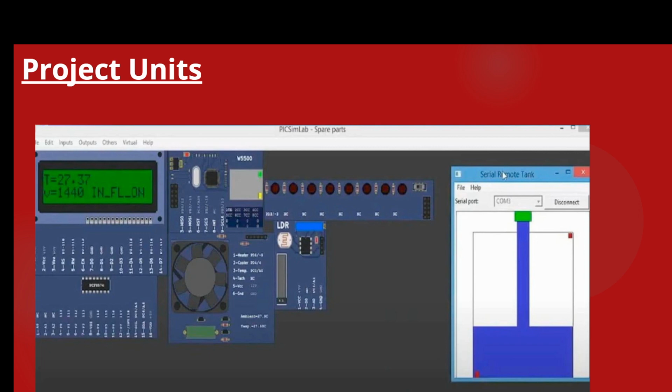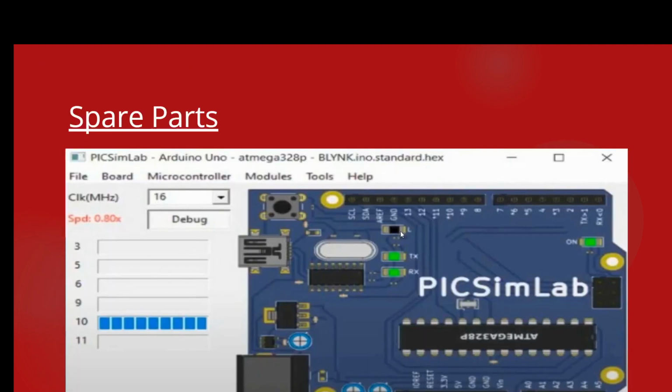Now about the project units. The project units are PICSIM Lab Real-Time Simulator, LDR, temperature sensor, LED, LCD HD44780, PCF8574, and ETH W5500. As we can see in this diagram, these are the components in our project. And this is the PICSIM Lab Arduino, which shows the representation of the PICSIM Lab real-time emulator, and also shows the megahertz frequency for the same.